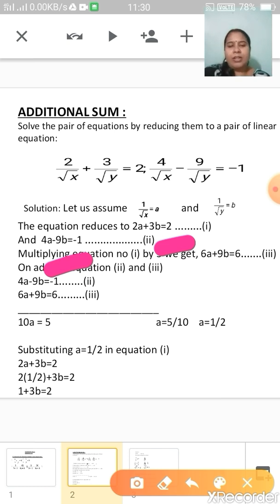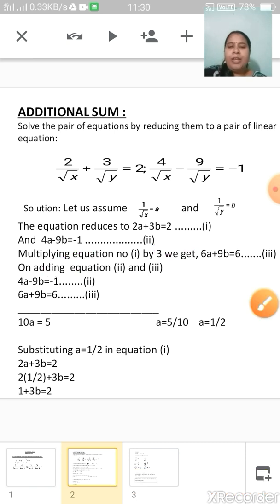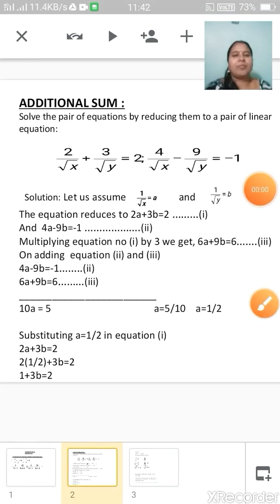Let us equate that, and it can be done if I multiply equation number 1 by 3. Multiply equation number 1 by 3, it will be 3 2s are 6a and 3 3s are 9b is equal to, again 2 into 3 is 6. So we get 6a plus 9b is equal to 6, put it as equation number 3. As you can see, equation number 3 is having plus 9b, and equation number 2 is having minus 9b, and this can be eliminated only when we add these two equations.